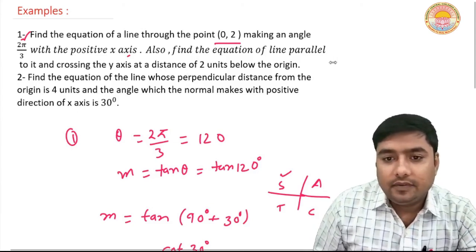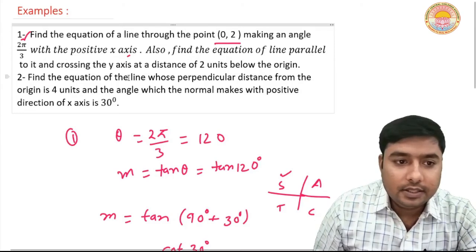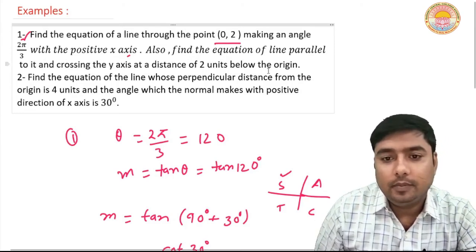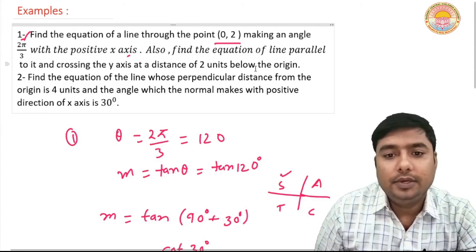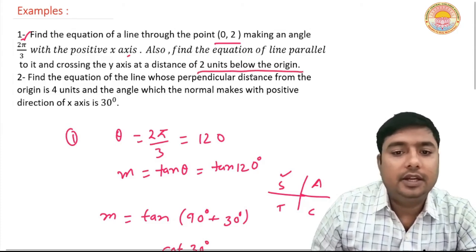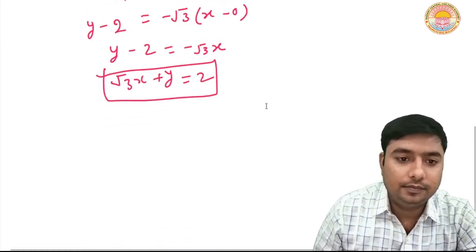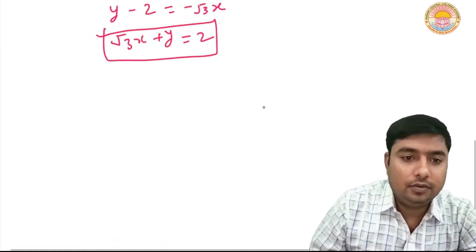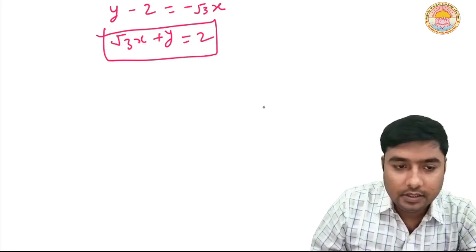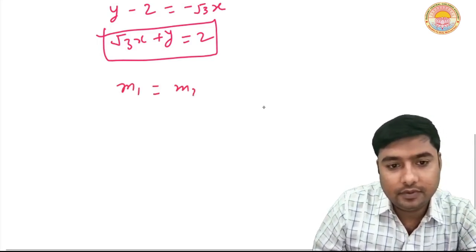But here one part of the question is left. Find the equation of the line parallel to it crossing the y-axis, at a distance of 2 units below the origin. Below the origin means the negative side. So the distance is -2. If the equations are parallel, the slopes are the same, because the two lines are parallel. That means m1 equals m2.